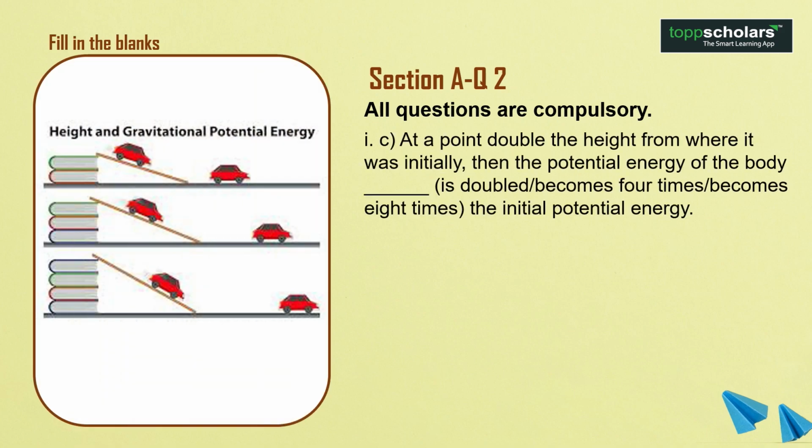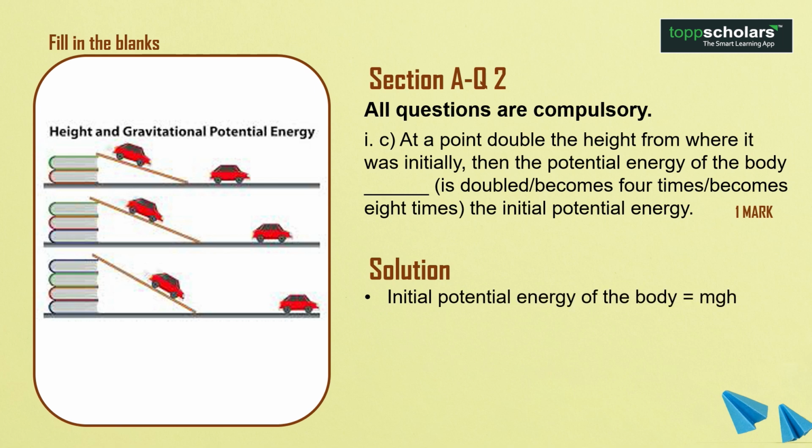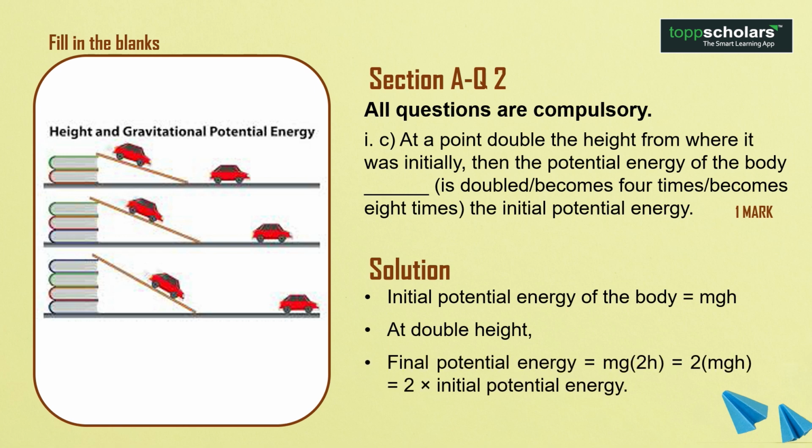Let's have a look at the third question now. It says, at a point double the height from where it was initially, then the potential energy of the body is doubled, becomes 4 times, becomes 8 times the initial potential energy. So what is the answer to this? The initial potential energy of the body is given by mgh. So at double the height, we can say that the final potential energy is mg times 2h, that is 2 times mgh, which is 2 times the initial potential energy. So what is happening? The potential energy is getting doubled. So we can say that at a point double the height from where it was initially, then the potential energy of the body is doubled.